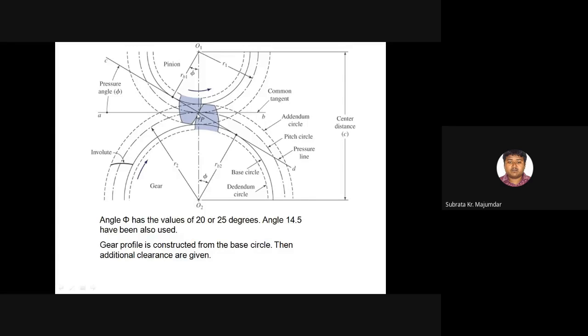And arc of recess. It is the portion of the path of contact from the pitch point to the end of the engagement. One is the starting of the engagement, known as the arc of approach. One is the ending of the engagement, known as the arc of recess. There are 27 terms which have been discussed, and these 27 terms are very important in your chapters. Up to this one, these are the total terminology of the gear.